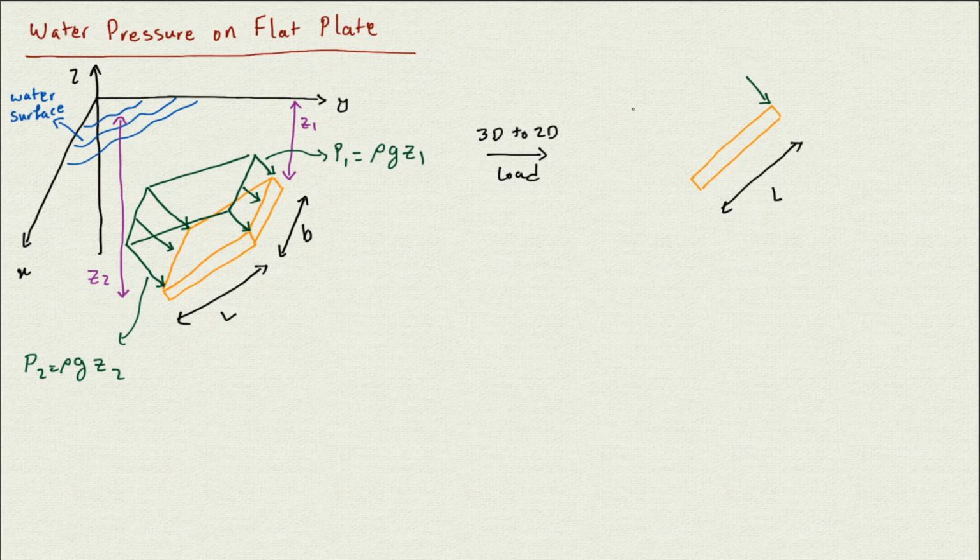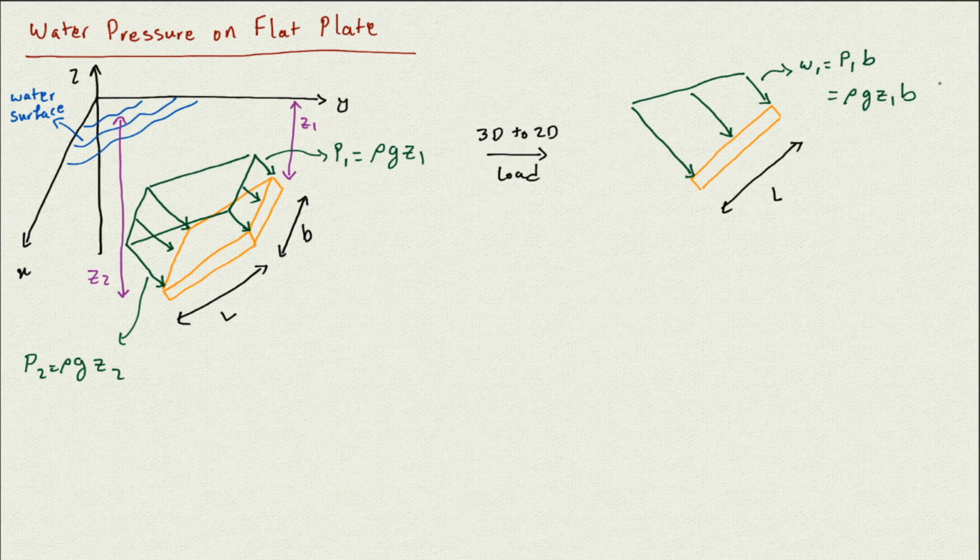Because the pressure is related to z, it's always going to be smaller on the top and larger on the bottom, and have something like that. So this is the pressure. At this point, you remember in the distributed load, when we want to convert a 3D to 2D, if there is no change on the width, you just multiply the load by the width. So W1 is going to be P1 times B. So it's going to be rho g z1 B. So that's the load there.